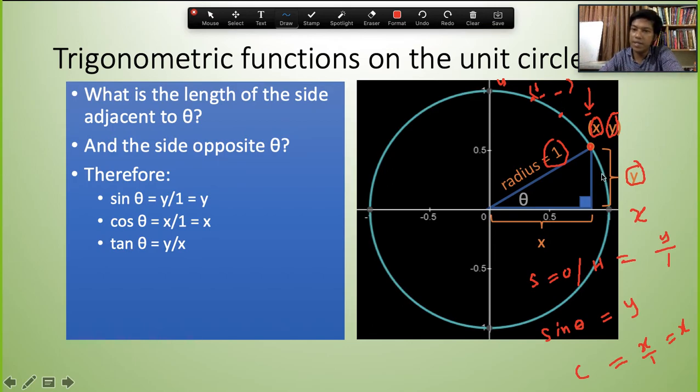And then tan theta, now I think you can easily understand tan theta. Tan theta is opposite divided by adjacent. So opposite is y divided by x. So y divided by x. And from here we can develop the formula that tan theta equals sin theta divided by cos theta. You see, sin theta equals y, cos theta equals x. So that means tan theta equals sin theta divided by cos theta. So from here we can develop that formula also. Okay.